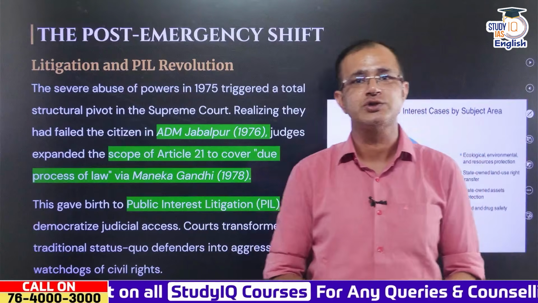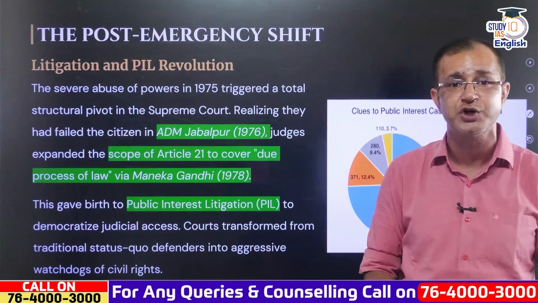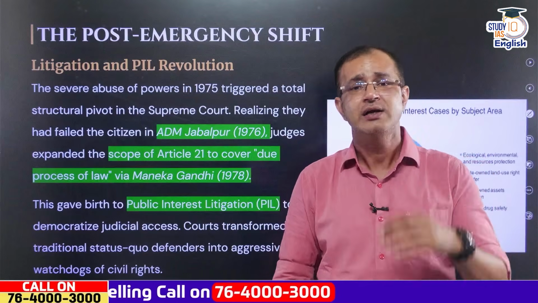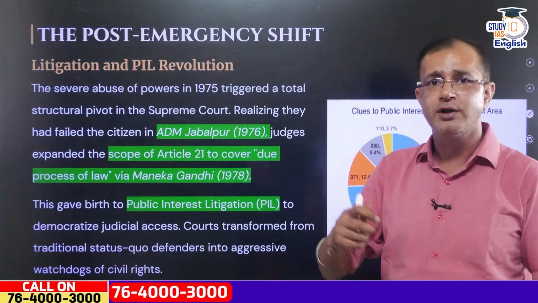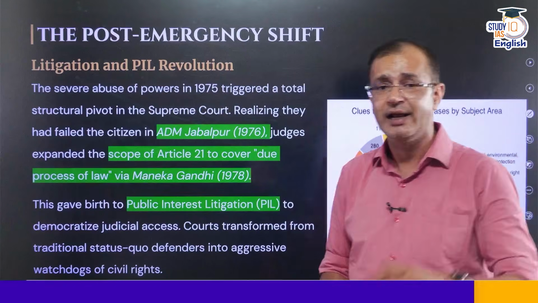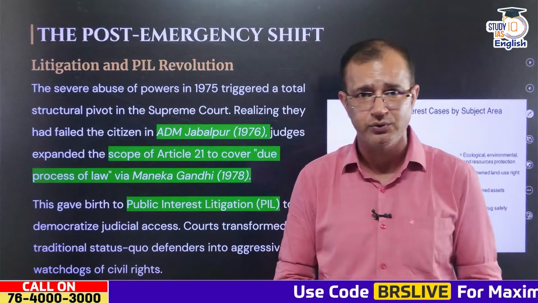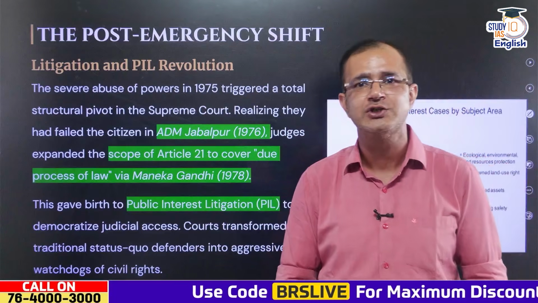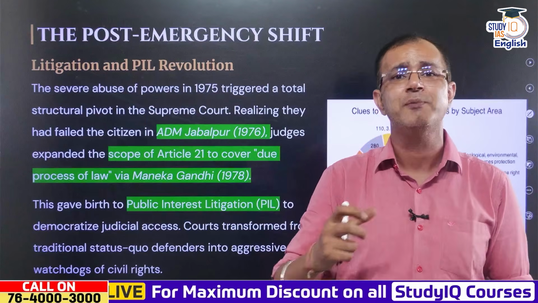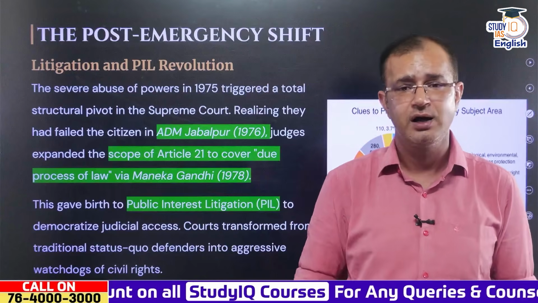Now, the impact was, after the emergency, a dramatic shift when it comes to the judiciary of India. Because the severe abuse of power in 1975 triggered a total structural change in the Supreme Court, realizing that they had failed the citizens in the ADM Jabalpur case in 1976. Now, what was this case about? Let me tell you. In this case, the Supreme Court laid down that during the period of emergency, the people cannot approach the courts for the habeas corpus writ jurisdiction.